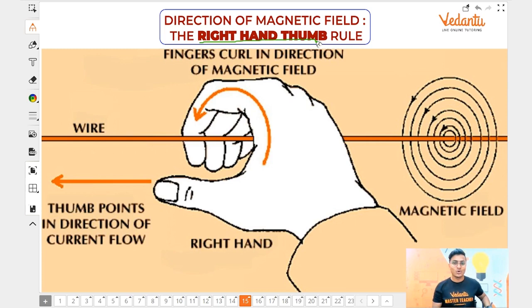So please make a note of it right now. Now let me tell you what is the right hand thumb rule.